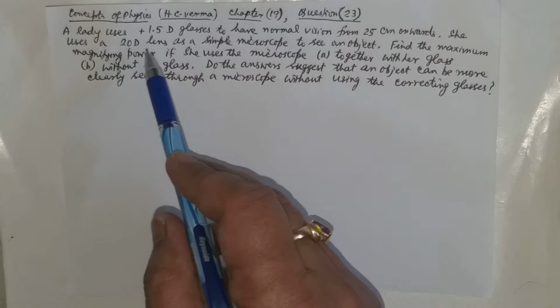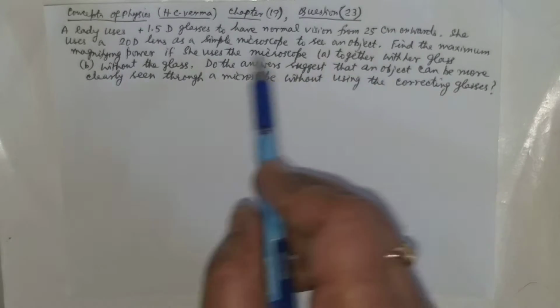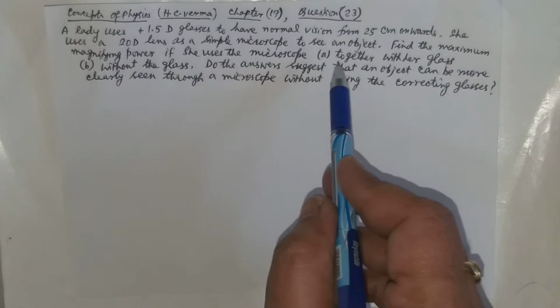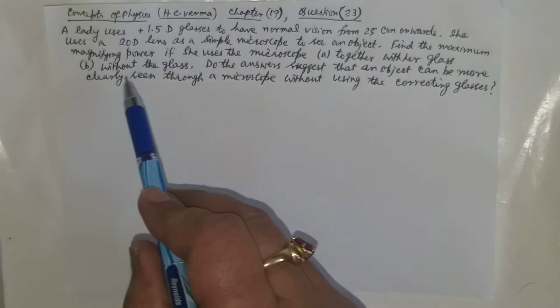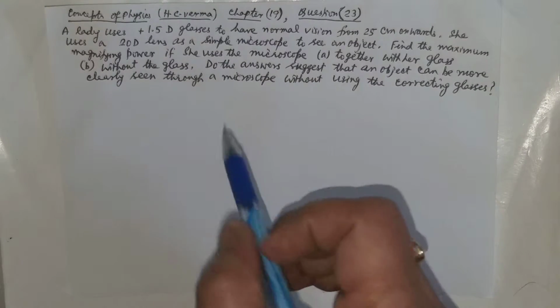She uses a 20 diopter lens as a simple microscope to see an object. Find the maximum magnifying power if she uses the microscope together with the glass, and the second part they are asking without the glass. And let's check.